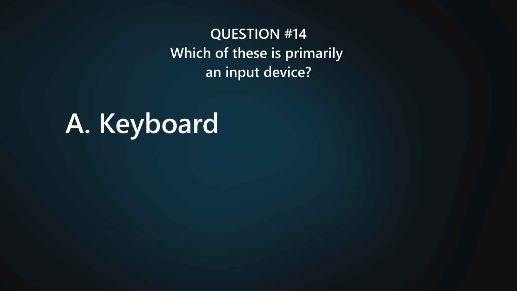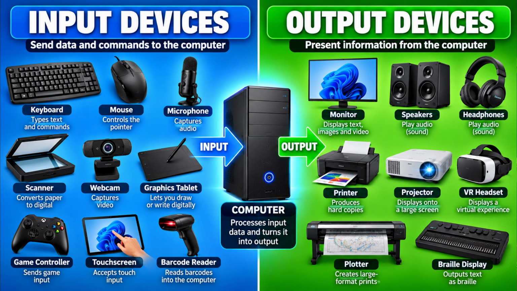The correct answer is A, keyboard. An input device actually sends information to your computer. A keyboard sends letters and commands. A mouse sends movement and click information. A microphone sends audio. And a webcam sends video.